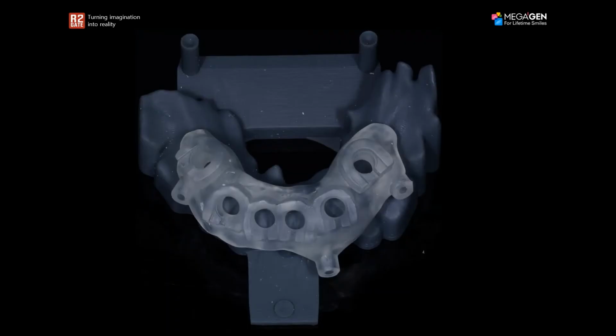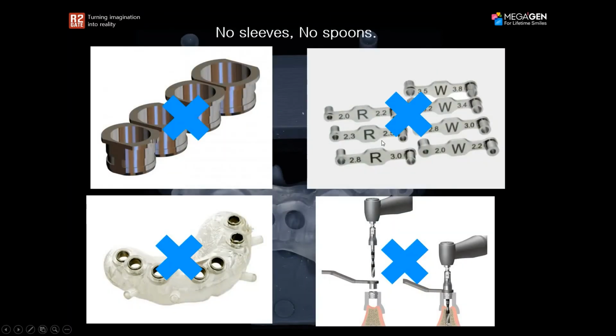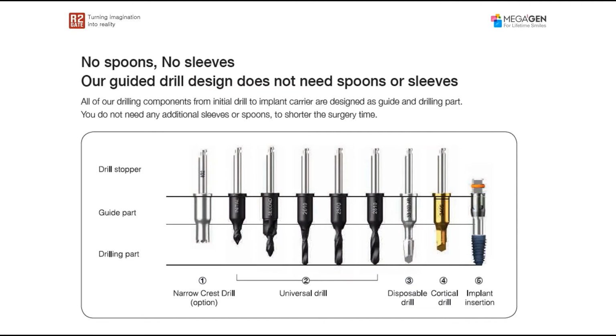The R2GATE surgical guide design is quite simple. It does not use sleeves and it does not use spoons. The reason why is because of the special design of the drills. The drills of the R2GATE surgical kits are composed of two parts. Number one is the guide part, and number two is the drilling part. The guide part is a smooth part, and this is the part that engages the surgical guide, so there's no danger when it engages the surgical guide.